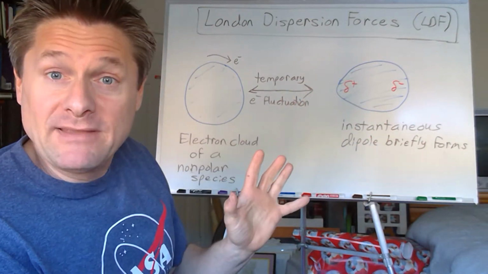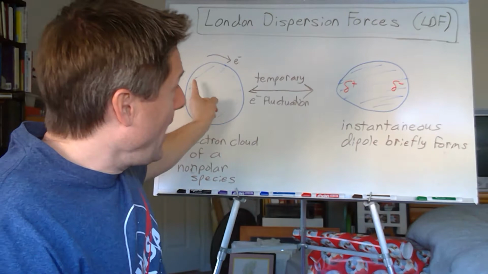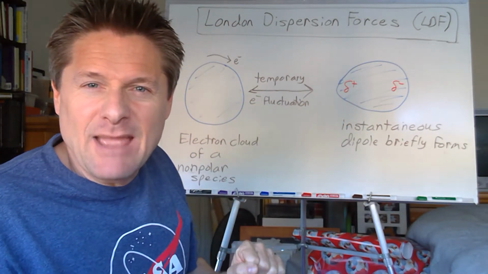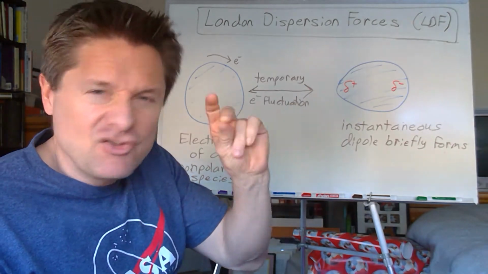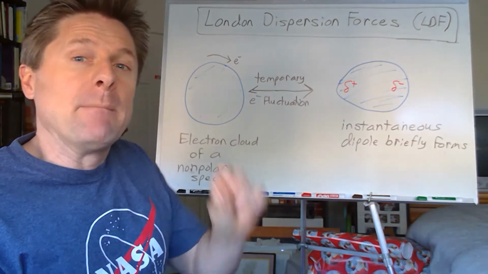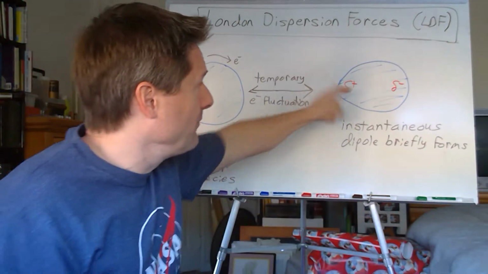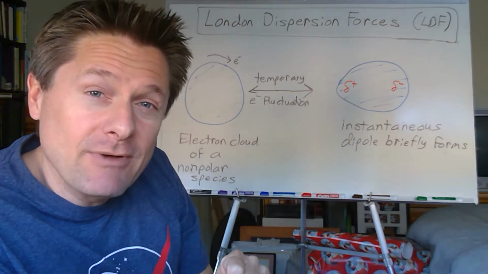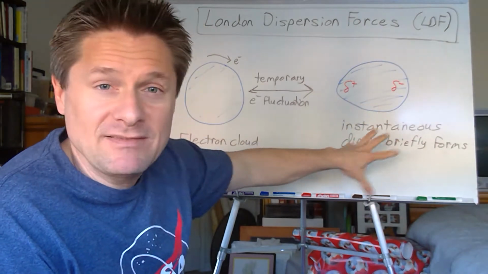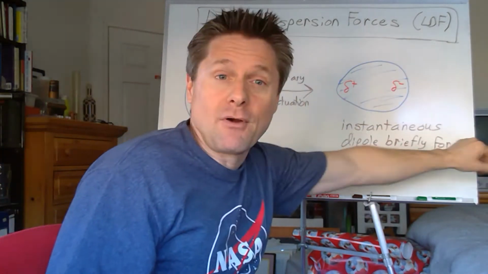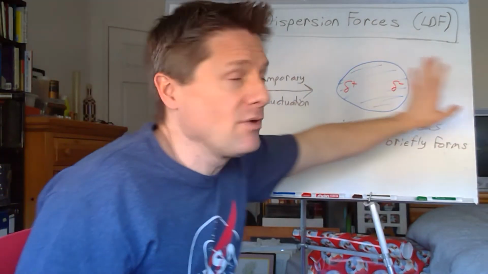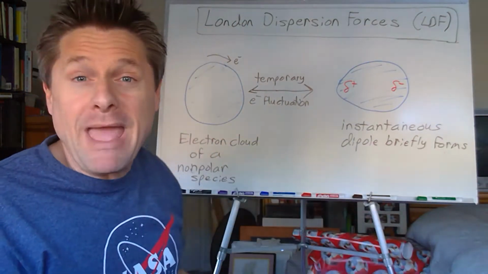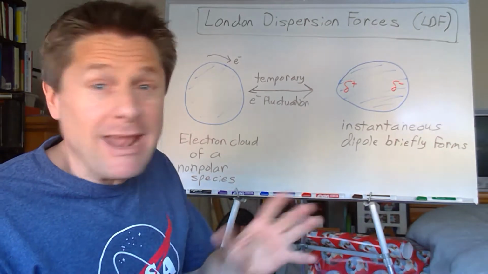By itself, no big deal, all right? But what if this flashes all of a sudden and you get this instantaneous dipole that's just briefly there for just a flash of time. But during that flash of time, this appears, there's another species near it, right? Could be the same species. If this is an argon atom, it might be another argon atom. If it's a methane molecule, it could be another methane molecule. If it's water, it could be another water molecule. It doesn't matter if they're polar or non-polar. Doesn't matter. It has electrons.